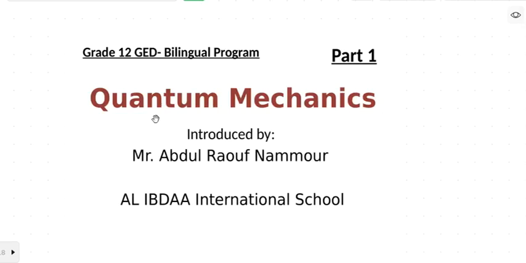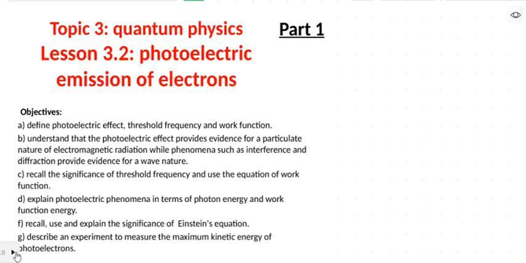Grade 12 with you. We continue working with quantum mechanics, but in this part we start a new lesson, lesson 3.2, photoelectric emission. It is part one of lesson 3.2, concentrate on this, okay? Because we will see another part in the same lesson. So let me start reading the objectives that we will cover during this lesson.